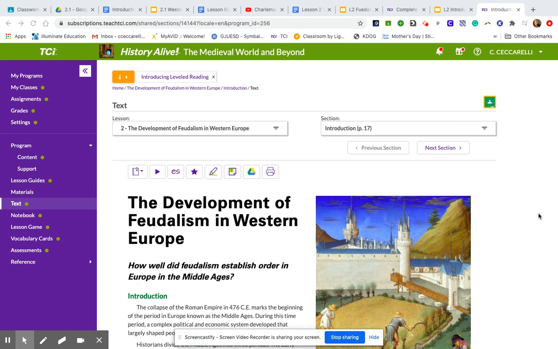Today we are going to be reading Lesson 2, the introduction. Anytime that I read, I want to make sure that I do a quick preview of the text before jumping right into it. The first thing that I always look at when previewing a text is the title and any subtitles. I read them to myself.